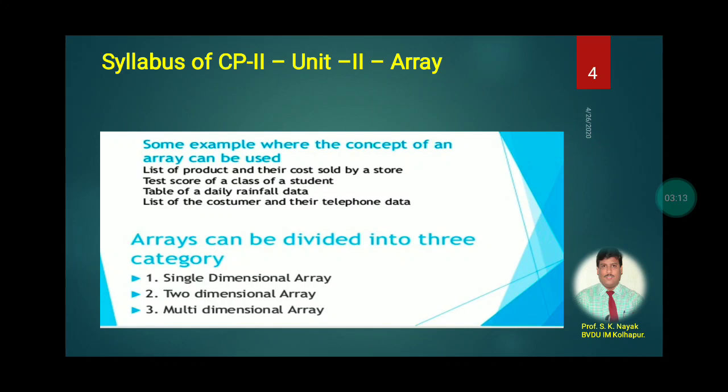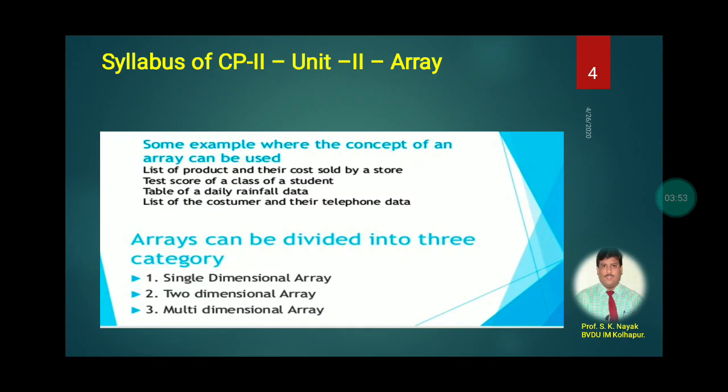A list of customers and their telephone data can be stored, and in this type of scenario also we can use the array representation. So basically, if you want to store similar data and data values, we can use array. Array is a linear data structure. It has the facility to store the data in a sequential manner, and the related data must be of the same data type. So these are the examples where we can use array that we have discussed.